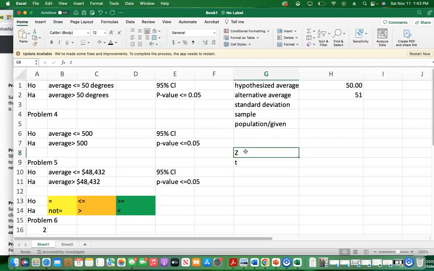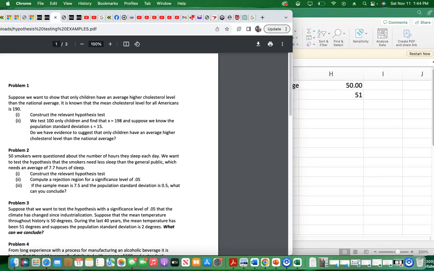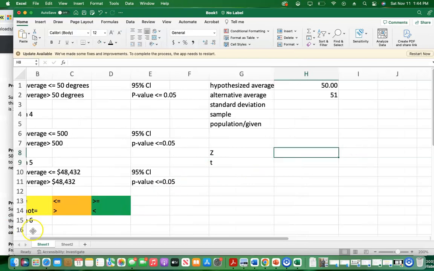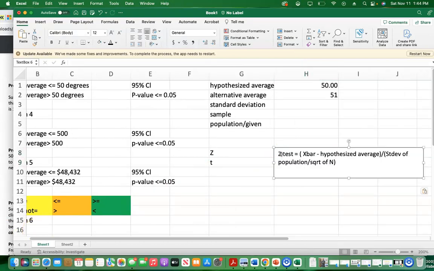We need to know the formula for the z-test and the formula for the t-test to get the z-value or the t-value. The formula for the z-test is x bar, which is the alternative average, minus the hypothesized average, which is the one in brackets, divided by the standard deviation of the population, which is given, divided by the square root of n. In fact, this is what we call the standard error. That will give us the z value.